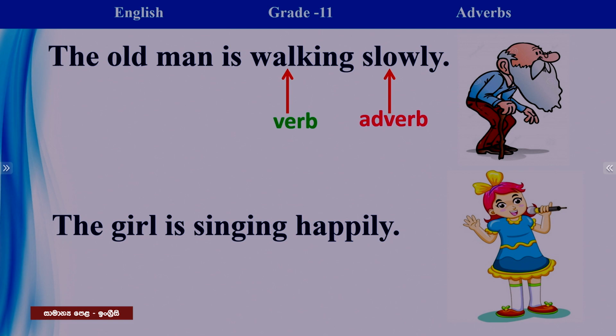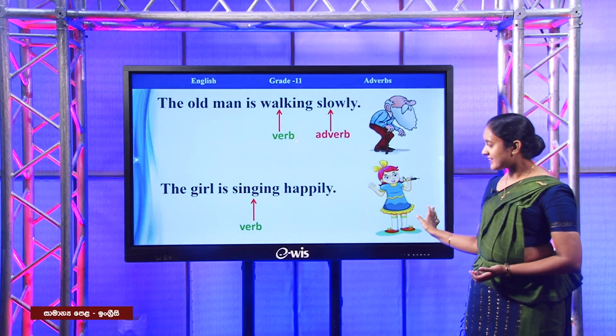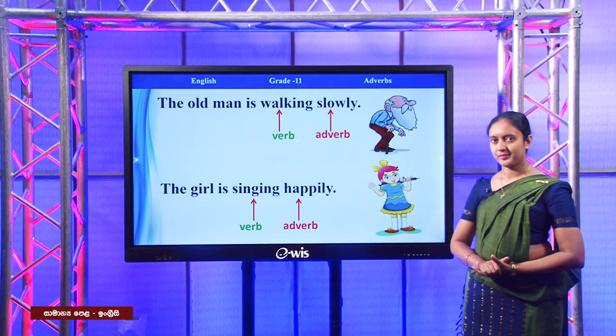Now, tell me the verb here. What is the verb? Yes, it is singing. So, tell me another word which describes her action. How is this girl singing? Yes, you are right. She is singing happily. So, this word happily describes how the girl is singing. So, you call it an adverb.